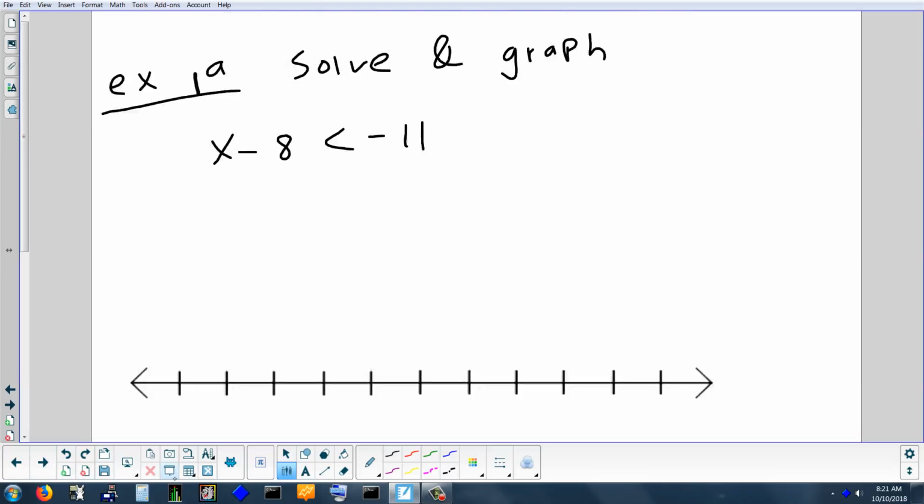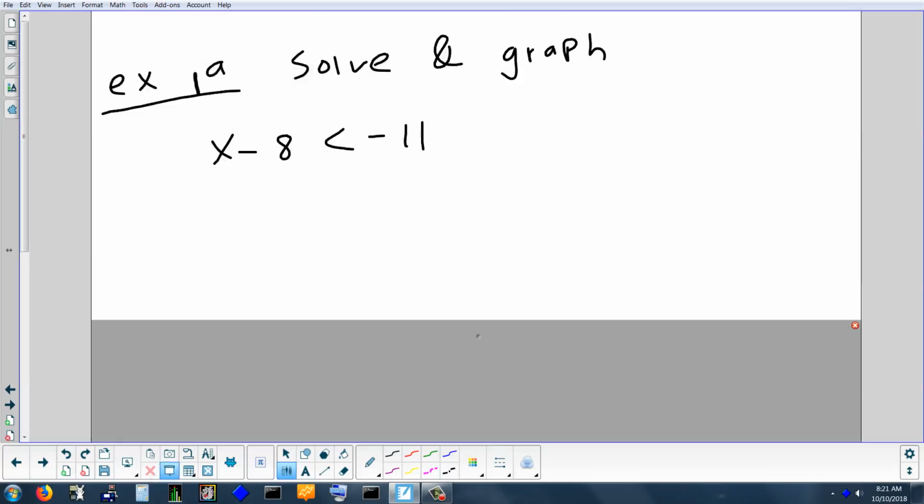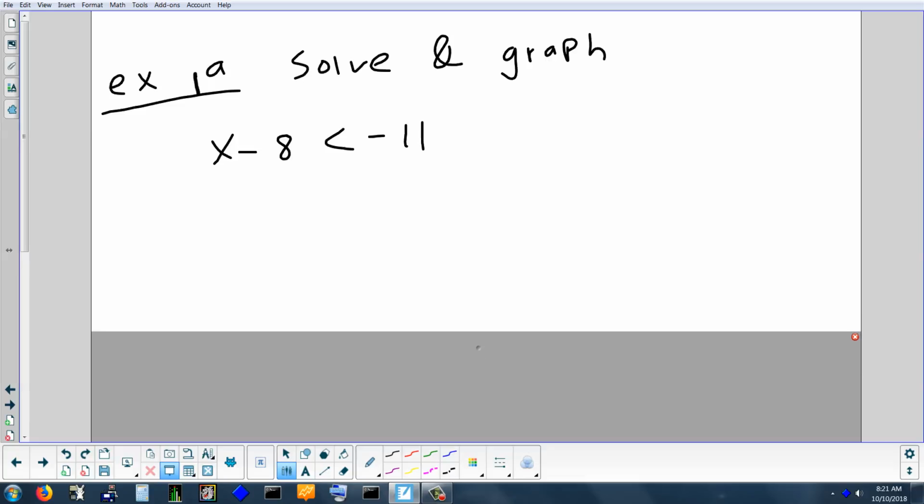So let's try the first one. All right, so they want us to do 2 things. They want us to solve it, then they want us to graph it. Anyone think they can tell me the one step that I have to do to get x by itself? Ellie? Subtract 8 from both sides.